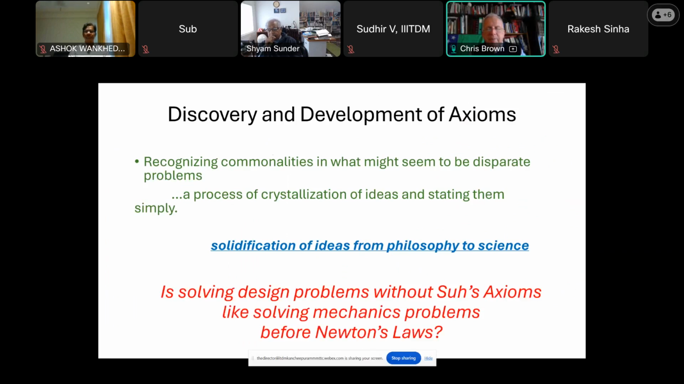And I think we have to wonder, since Suh has given us some guidance with the axioms, when we're trying to do design problems, is this trying to solve mechanics problems without using Newton?